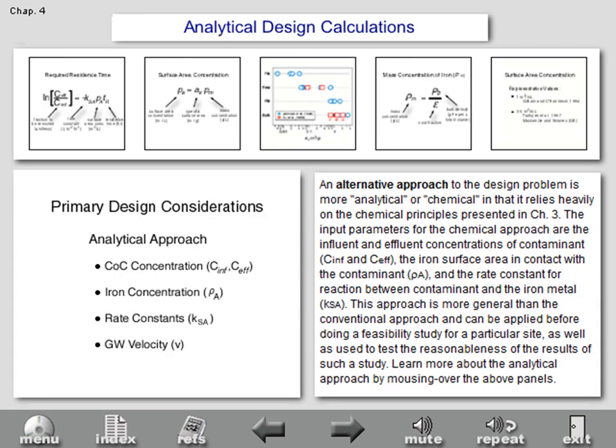A more powerful and scientifically rigorous way of doing basic design calculations is presented here. This analytical approach is based on a simple kinetic model like those presented in Chapter 3.